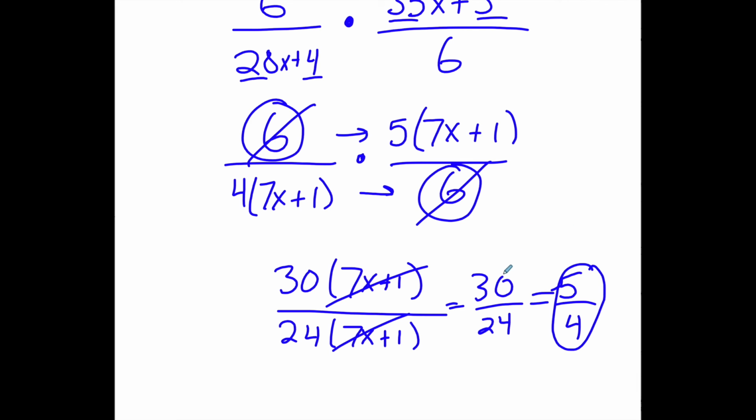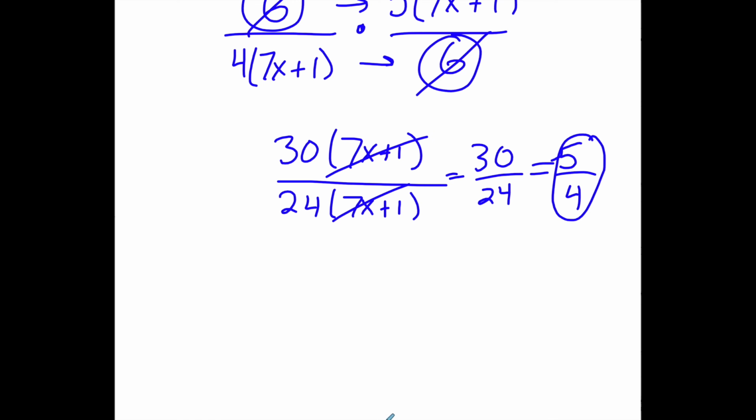Alternatively, you could see that 2 goes into both 30 and 24, so you could get 15 over 12, and you could see 3 goes into 15 5 times, and into 12 4 times. So lots of different ways to get to the final answer. As long as you get to the same simplified final answer, you guys know I'm open to many different kinds of solution paths there.